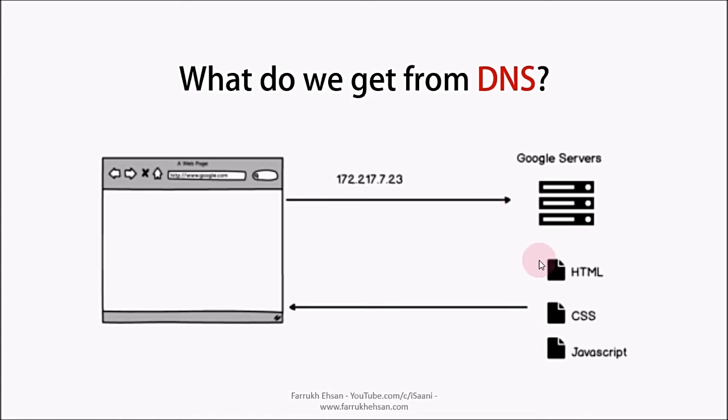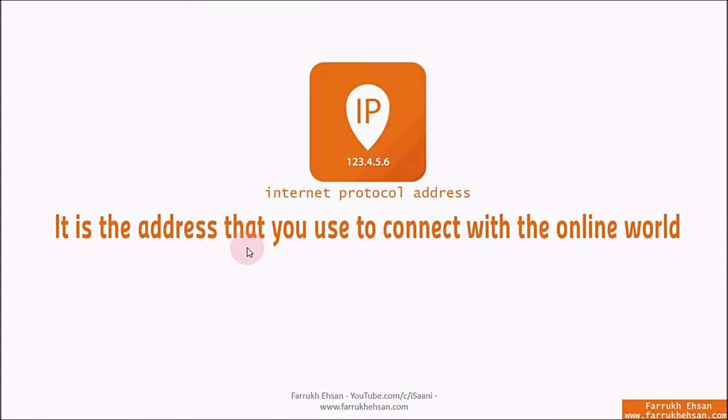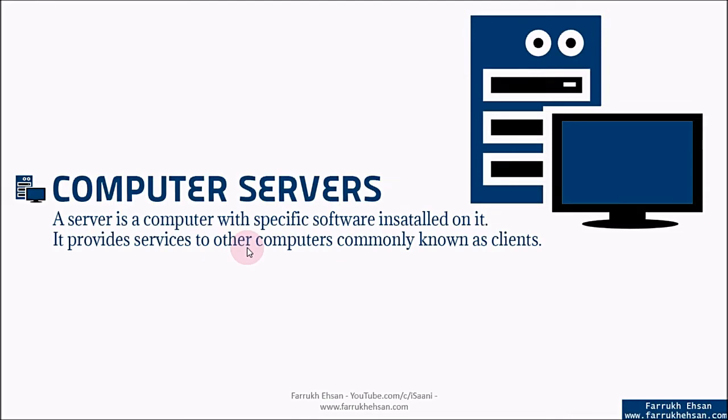In return, that server sends us three different types of files, which are HTML, CSS and JavaScript, that open in our browser. So what does this IP address mean? An IP address is the address that we use to connect with our online world. Okay, an IP address is basically provided by the ISP or your router. If you don't have an IP address, then you can't connect to the online world. A server on which a website is hosted is a computer with specific software installed on it. It actually listens to requests from the client and responds to those requests.